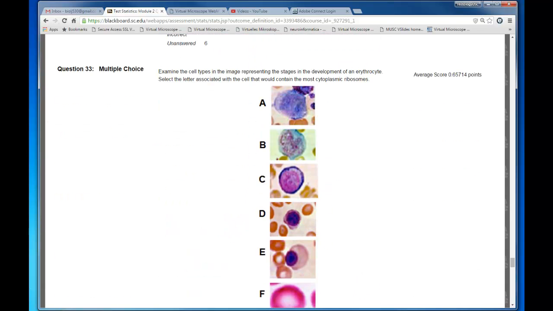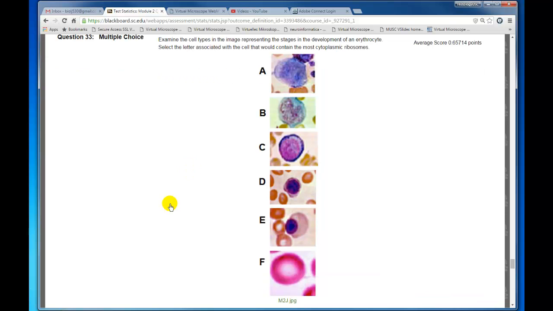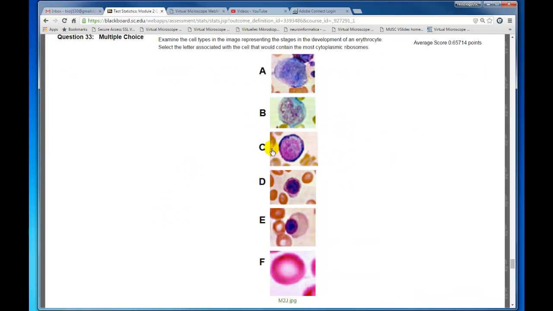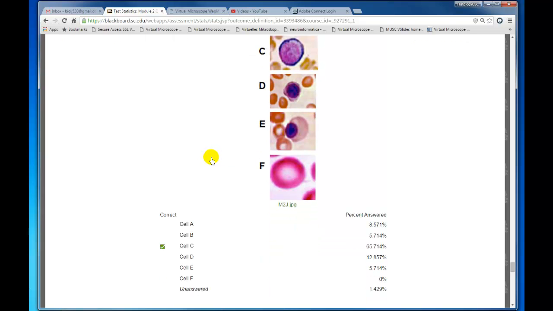And question 33, recognizing the features of a basophilic erythroblast, are all the stages where you have a blast cell here, and then this is a basophilic erythroblast where you have a very large nucleus and a rim of very intense cytoplasm that's composed of ribosomes that are making hemoglobin. So the correct answer to that was cell C.